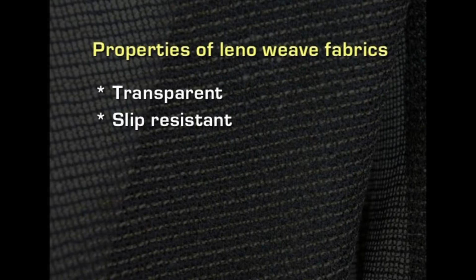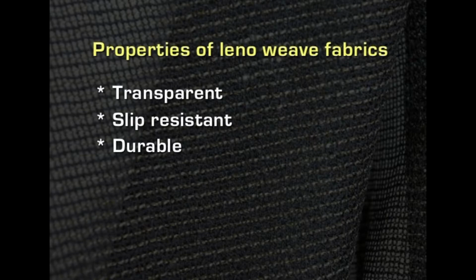Leno fabrics are slip resistant. We already discussed that these fabrics do not show any yarn slippage. So, yarn slippage is less due to the additional interlacing or crossing of the warp yarns in addition to the weft interlacing, because the yarns are pretty firmly locked in between the figure 8 configuration, they do not slip off.